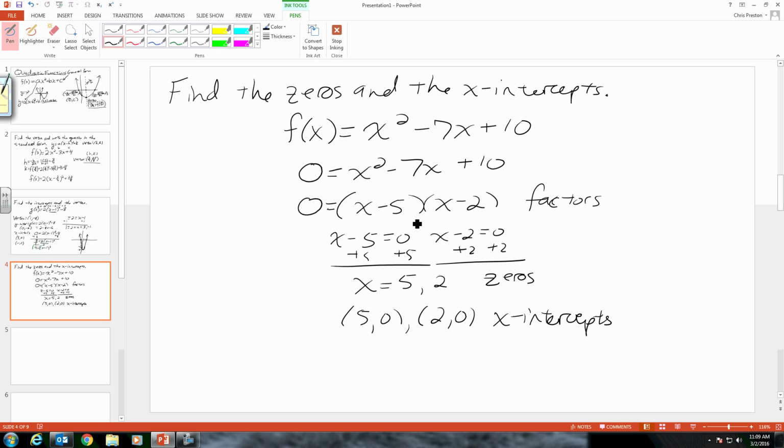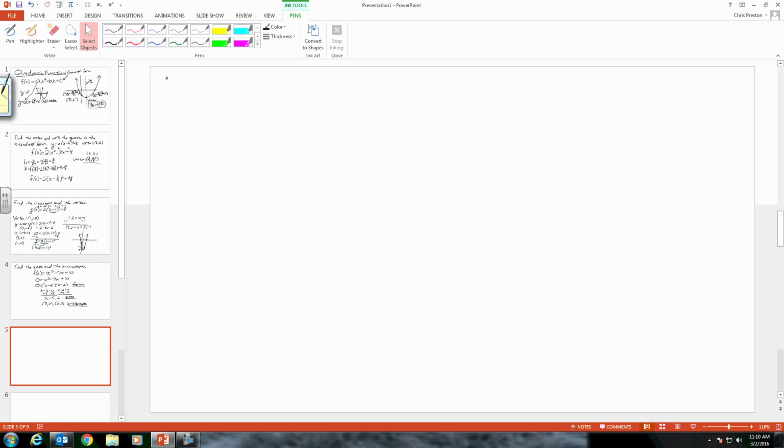And then there are the factors, and the factors are also related to those. So these three, factors, zeros, and x-intercepts, are all related to each other. They're all different ways of representing the same kind of information, but they're not the same. So if I ask for x-intercepts, don't give me zeros. If I ask for zeros, don't give me x-intercepts. But they are all connected to each other.